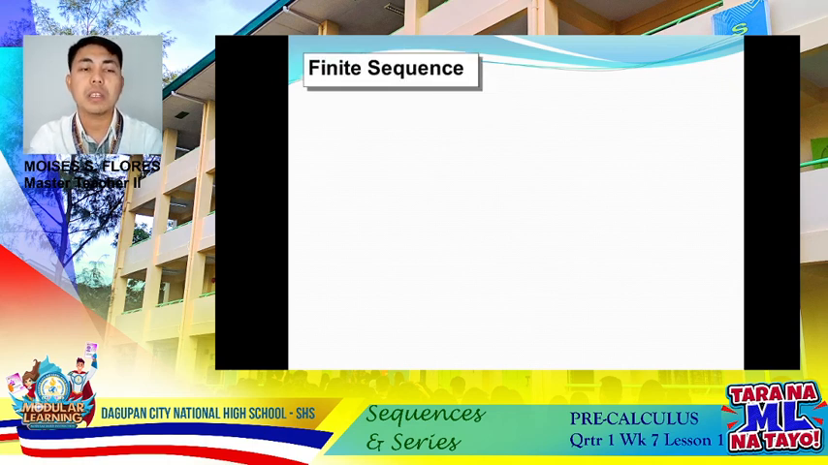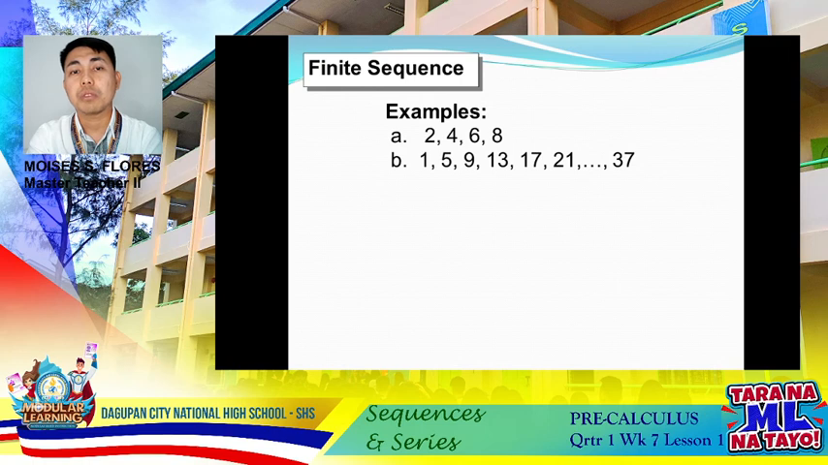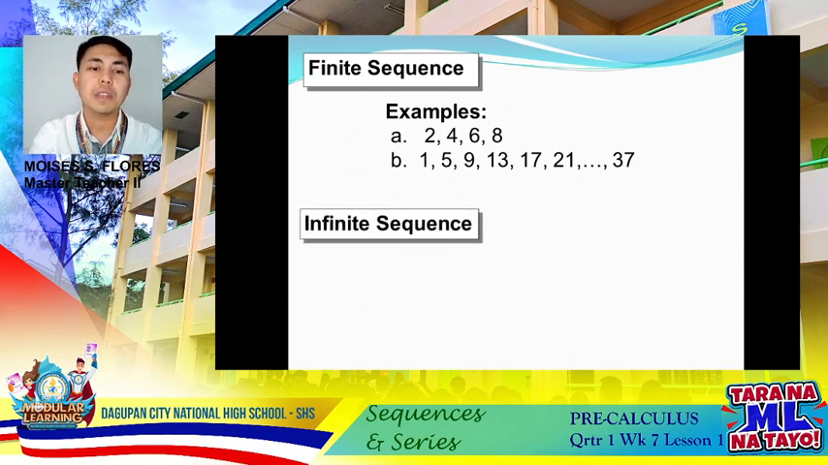A finite sequence contains a finite number of terms. For example, 2, 4, 6, 8 is finite because there is an exact, limited number of terms. Another is 1, 5, 9, 13, 17, 21, and so on, up to 37. That is still a finite sequence because the last term is 37. Again, a finite sequence contains a finite number of terms, and in reverse, we have the infinite sequence.